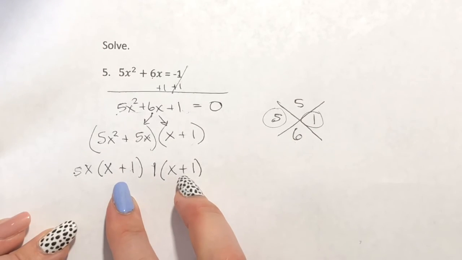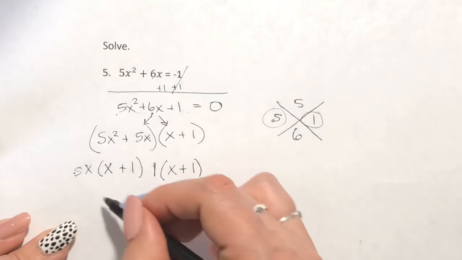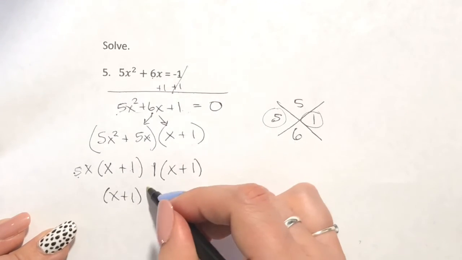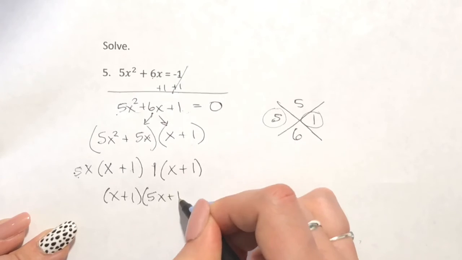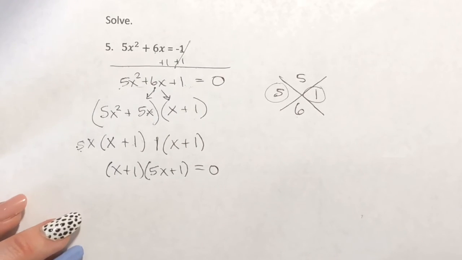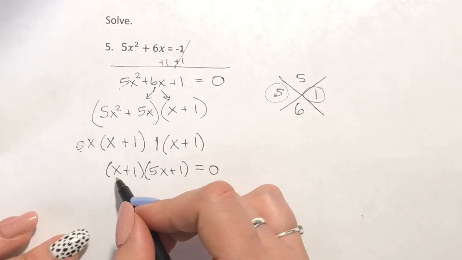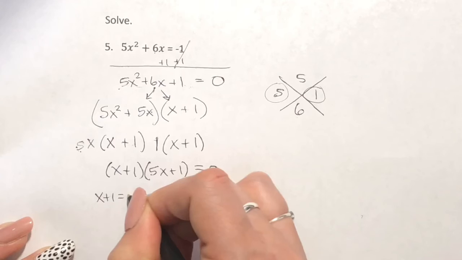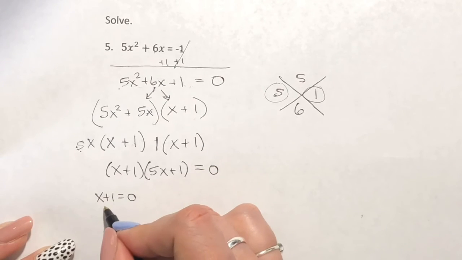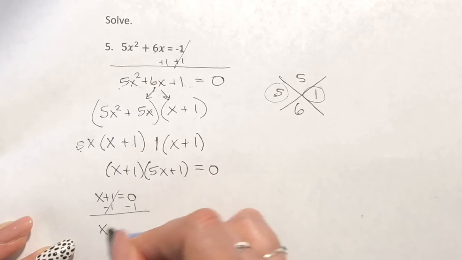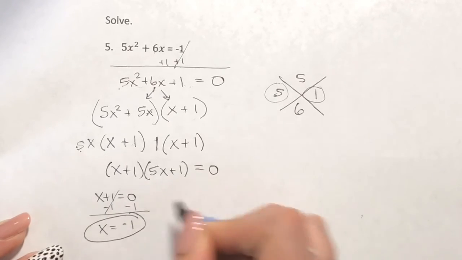So these match, that means we did it right. We're going to keep one of the x plus 1s. And then the 5x and the 1 come into their own group. And remember, this is all still equal to 0. So now we're not done. We still need to solve it by doing our zero product property. So I'm going to take x plus 1 and set it equal to 0. So to solve for x, I would need to get rid of that plus 1 by subtracting 1. Those cancel, and I get x equals -1.